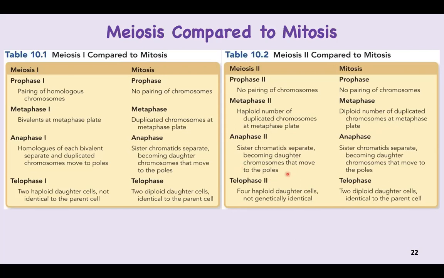Anaphase pula, sister chromatids separate becoming daughter chromosomes that move to the pole. Sama juga dekat mitosis, sister chromatids juga separate. Okay, cuma beza dia meiosis 2 dengan mitosis ni haploid number and also the diploid number. Telophase 2, 4 haploid daughter cells not genetically identical produced. Kalau telophase dekat mitosis, 2 diploid daughter cells identical to the parent cell.